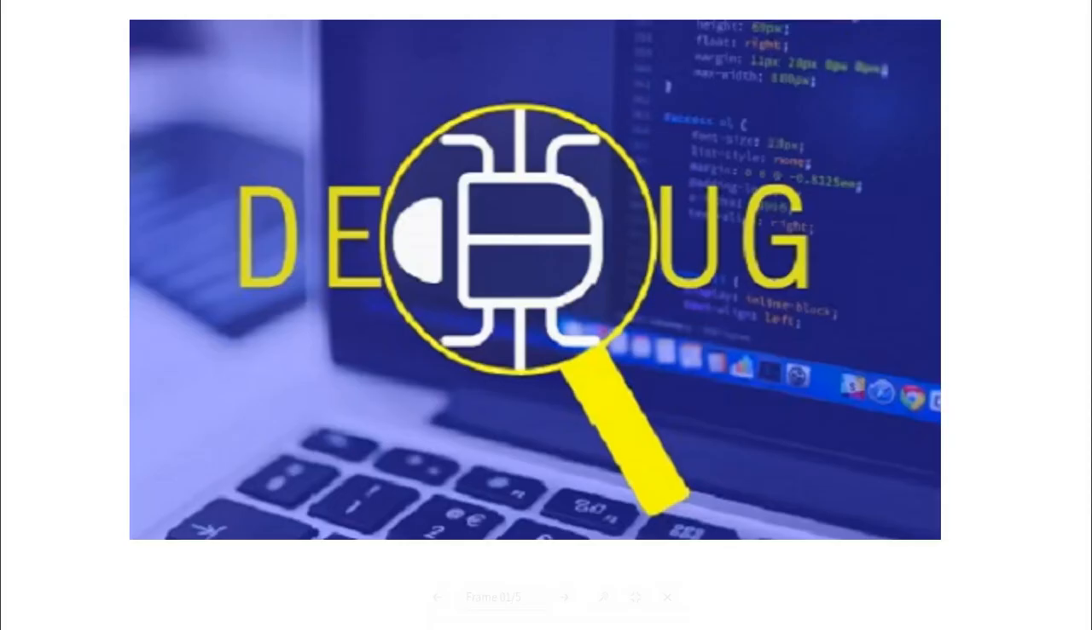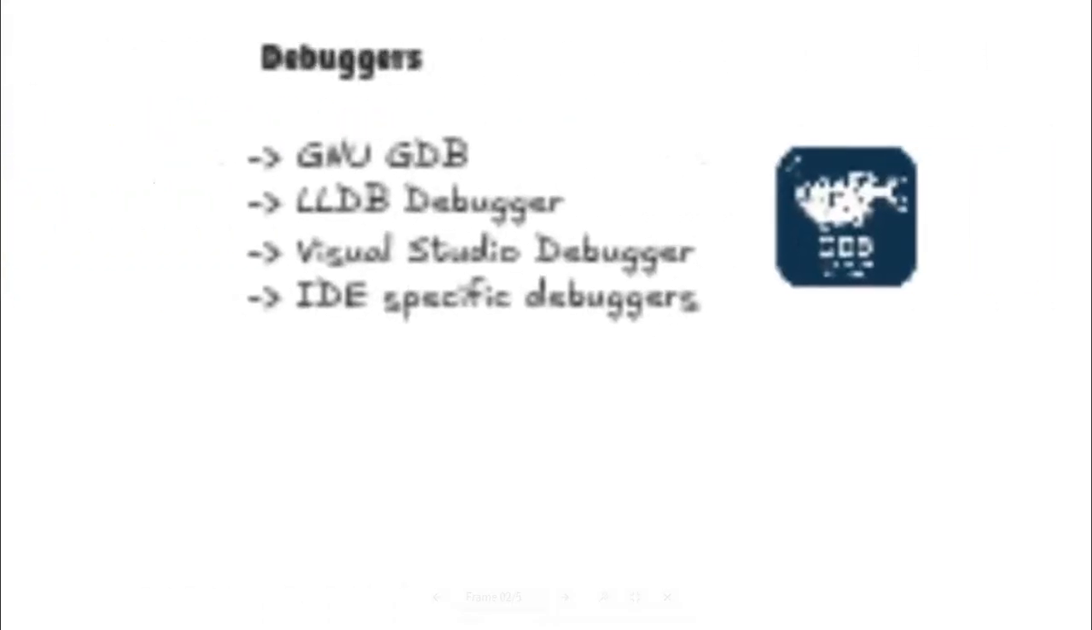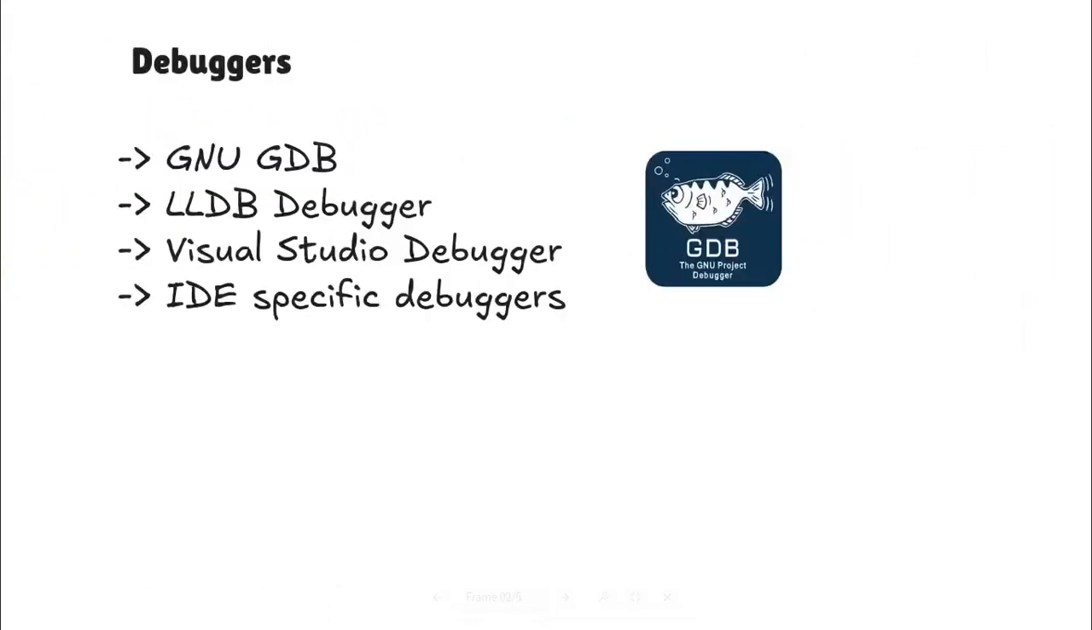Today in this video, we will be exploring the concepts of debugging. If you don't know what debugging means, in simple terms, it is the process of finding bugs and errors in a program. And the tools that are used for debugging purposes are called debuggers. There are many debuggers. GNU GDB is one of them, which is used for debugging C and C++ programs.